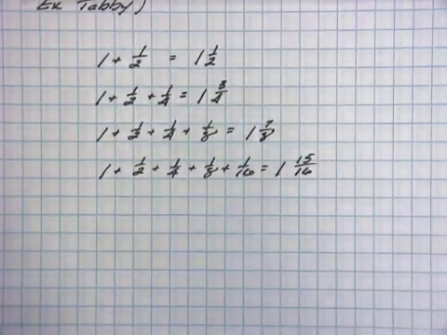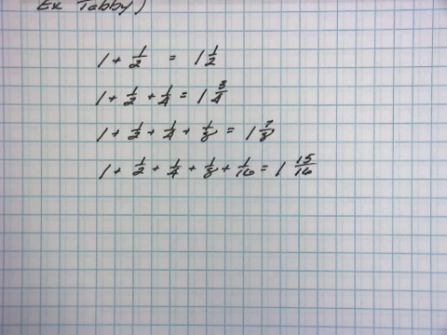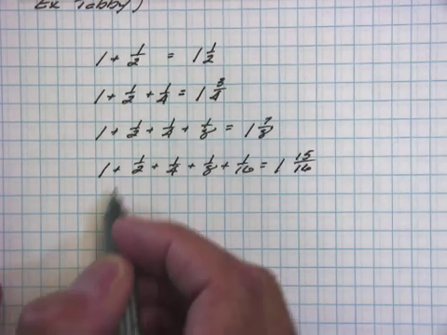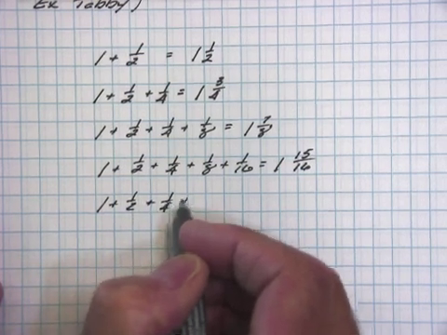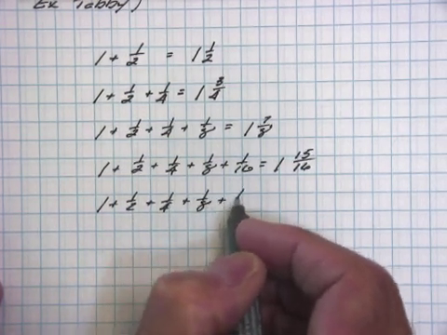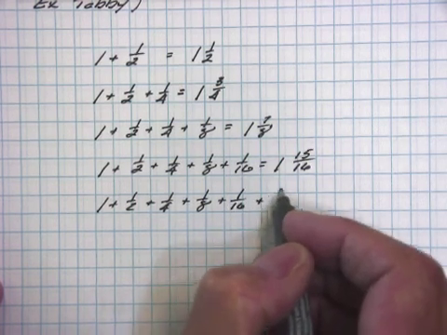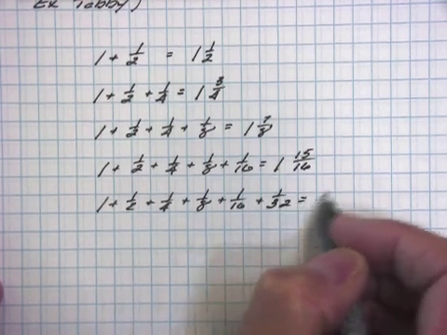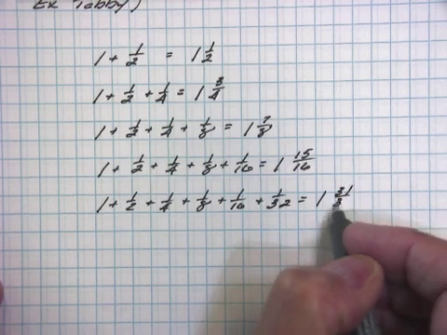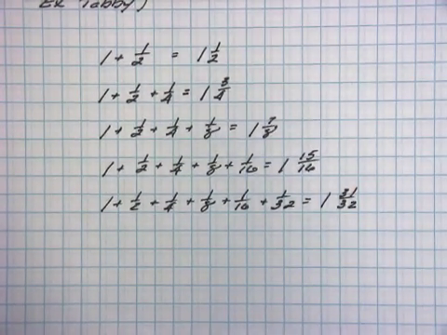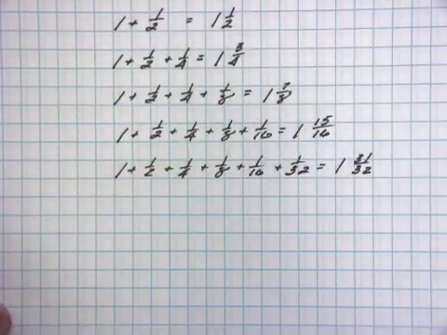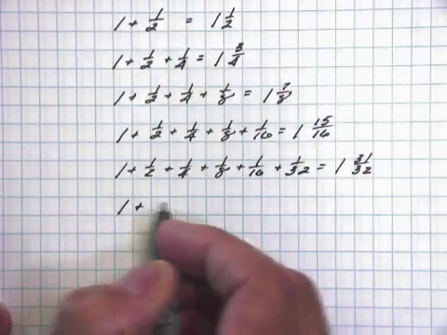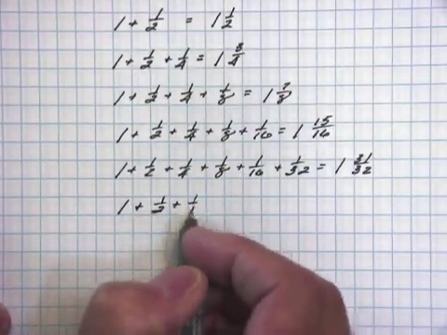1 plus a half plus a fourth plus an eighth plus a 16th is 1 15/16. Now, how did I do that arithmetic so quickly in my head? Well, I've recognized a pattern. Here, watch. I can do it again. 1 plus a half plus a fourth plus an eighth plus a 16th plus a 32nd equals 1 31/32. Do you see the pattern now?